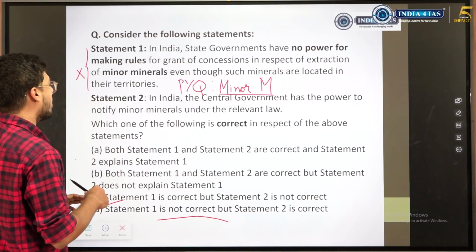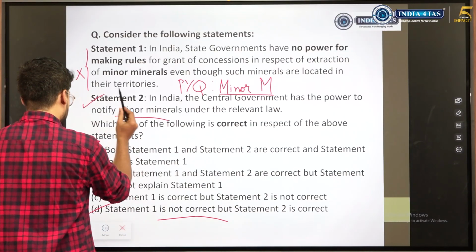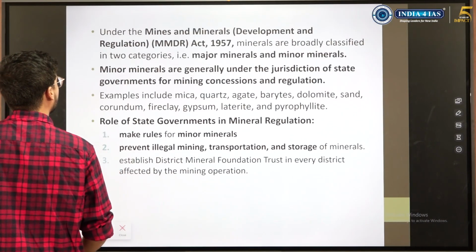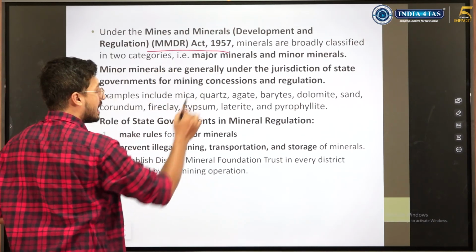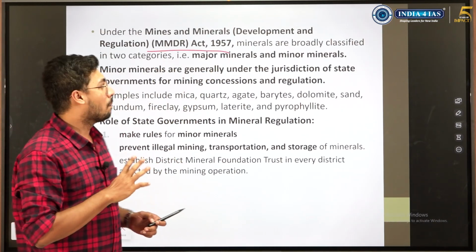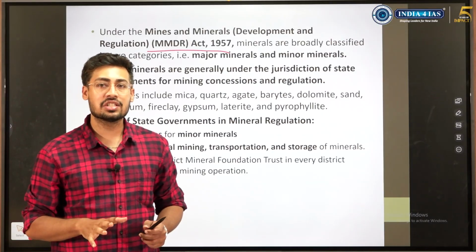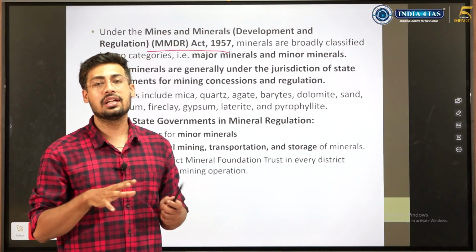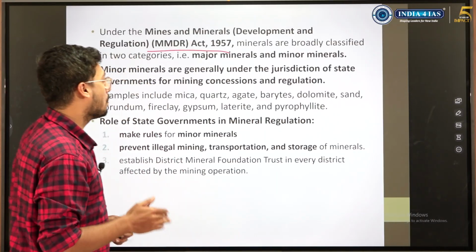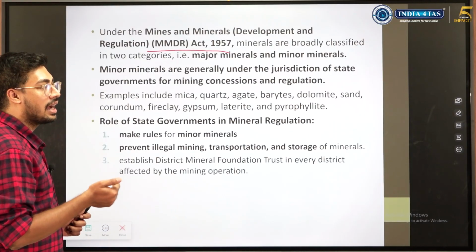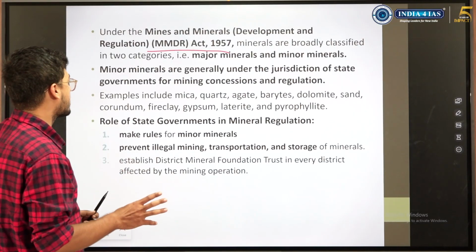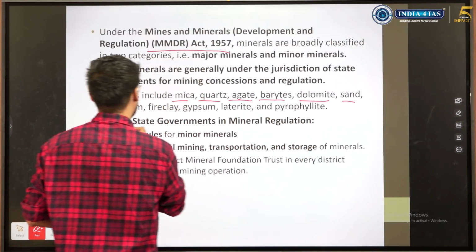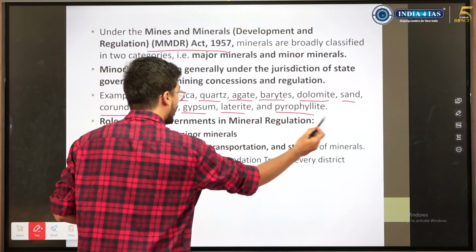In India, the central government has the power to notify minor minerals under the relevant law. This is correct. Why? We'll see. So it is the MMDR Act which is enacted by the Parliament. Under the Mines and Minerals Development Act, they have classified minerals into major minerals, which shall be the responsibility of the center, and minor minerals, which shall be the responsibility of the state. So major minerals yadu? Copper, nickel, iron, limestone, all these are major minerals. Minor minerals yadu? Mica, quartz, agate, barytes, dolomite, sand, corundum, fire clay, gypsum, laterite, all these are minor minerals.